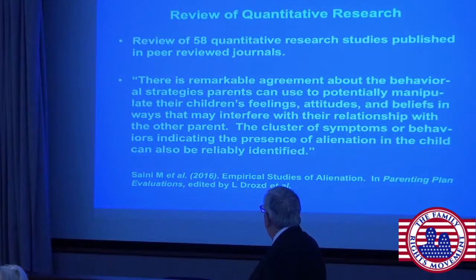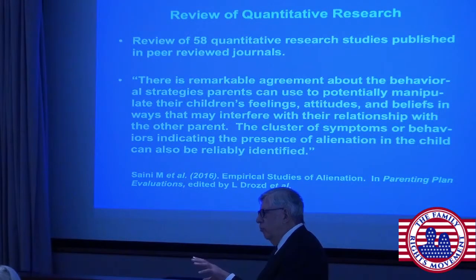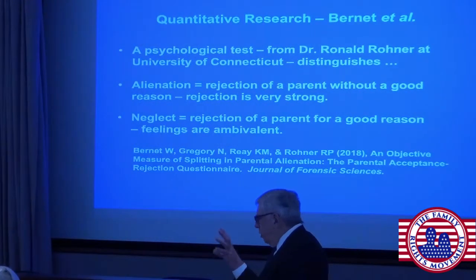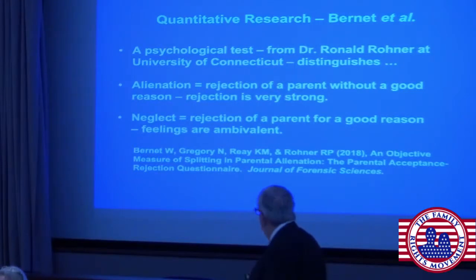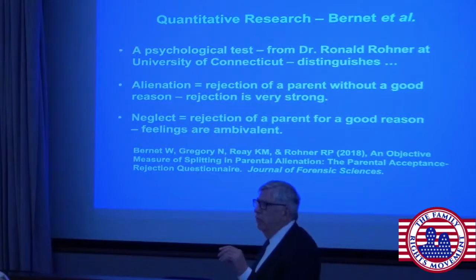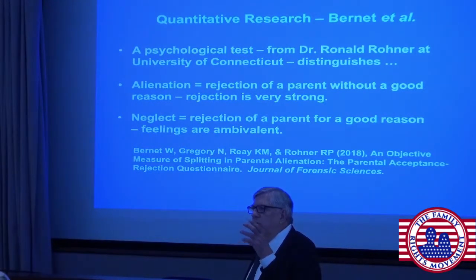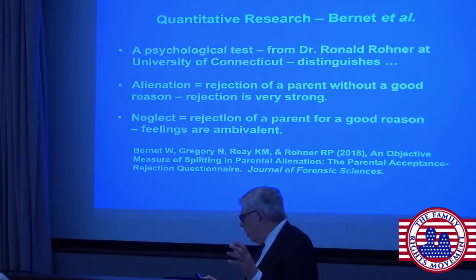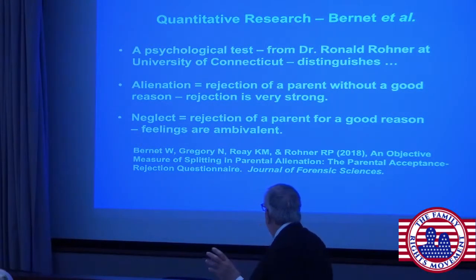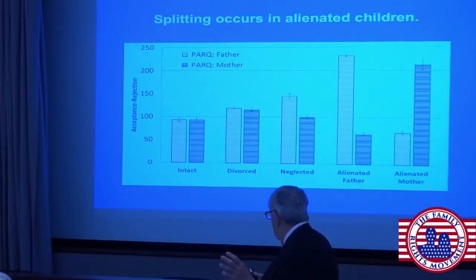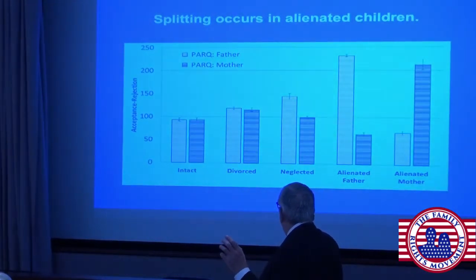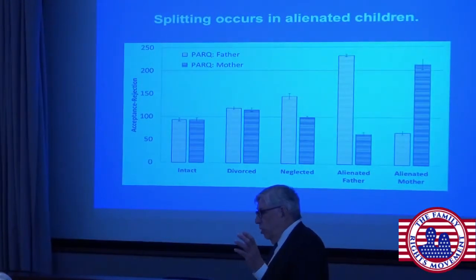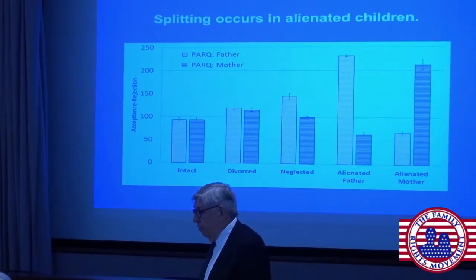There have been other people who have said that the quantitative research helps to prove those 17 behaviors and the 8 symptoms. This is some research that I did with this professor who's from the University of Connecticut. His name is Ronald Rohner. He developed a wonderful test a number of years ago, and then he and I used it, and we were able to prove that alienated children behave differently from all the other groups of children. If you send me a note, I'll send you the reprint, and you can read about it.